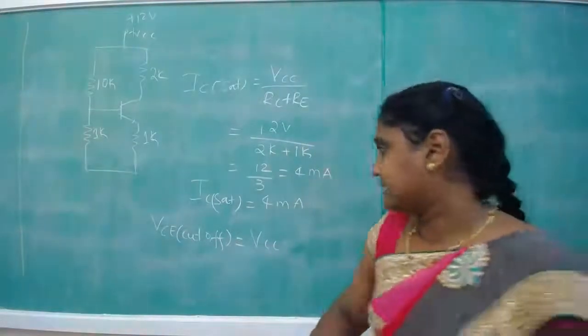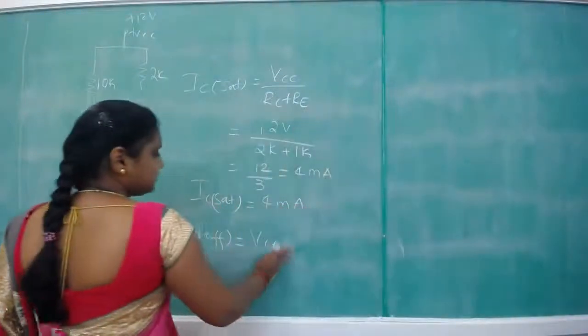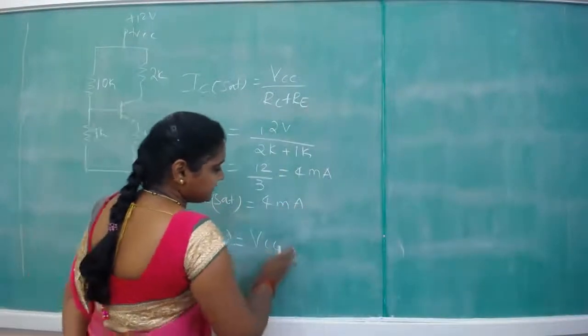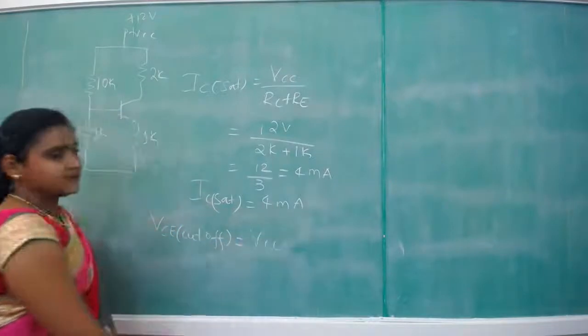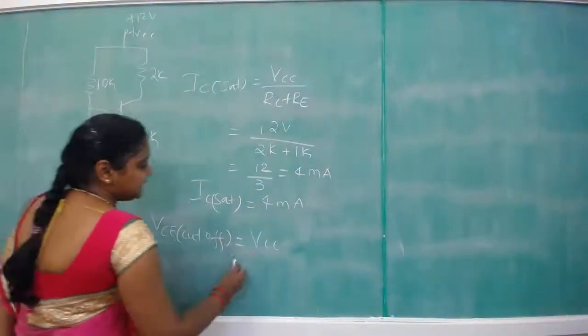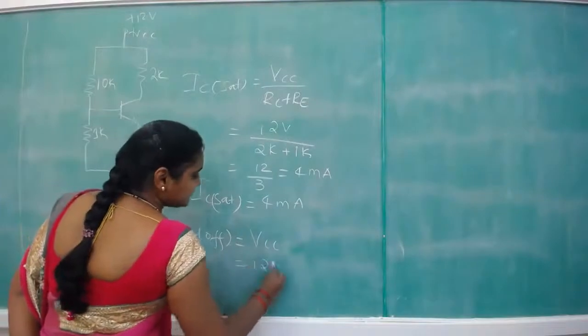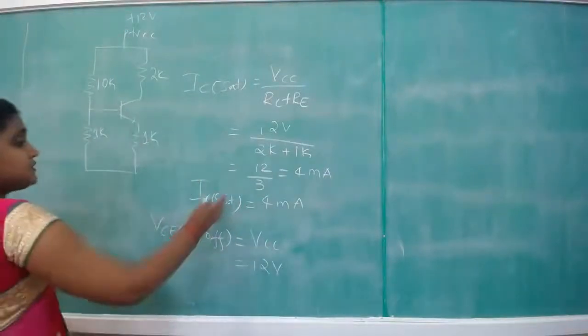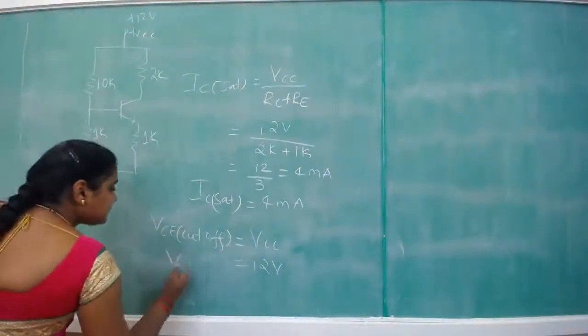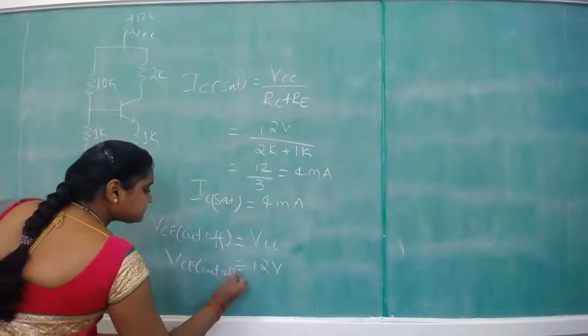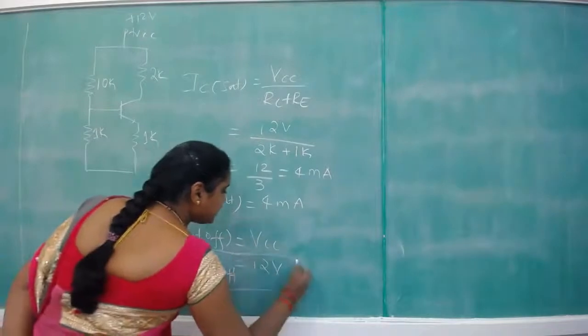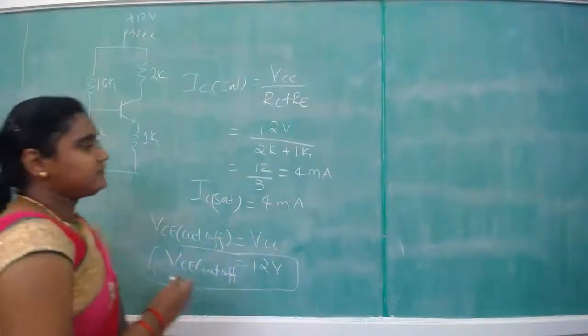The expression is directly the cutoff value. Of course, when we put IC equal to 0, only then are we going to get the cutoff point. So it is directly equal to VCC, that is nothing but 12 volts. Okay. So we have the two endpoints now, VCE cutoff. The two endpoints are 12 and 4.